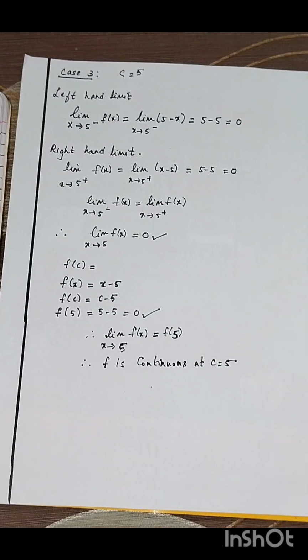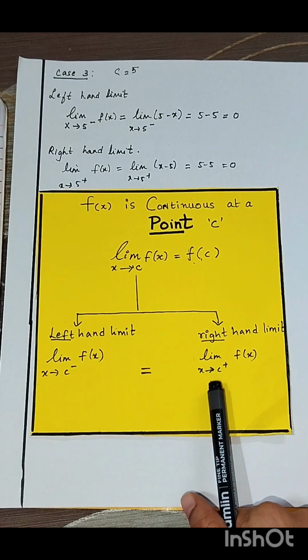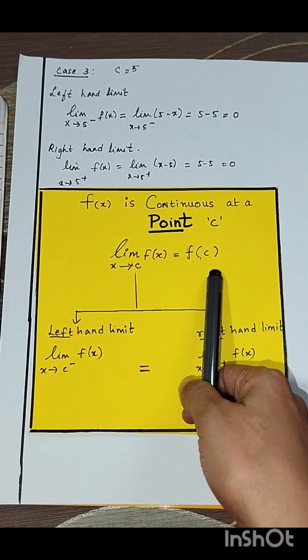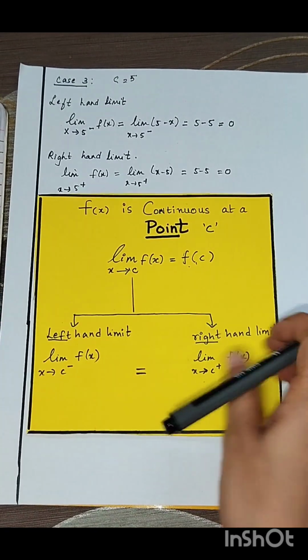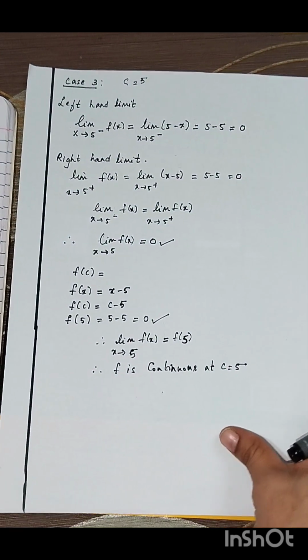So we proved the left hand limit is equal to the right hand limit, therefore this limit exists. We also checked the functional value. This was 0, and this was also 0, right? So we came to know that at c equal to 5 the function is continuous.